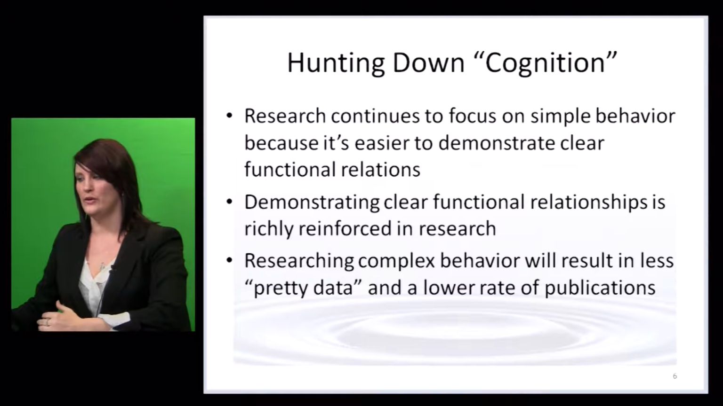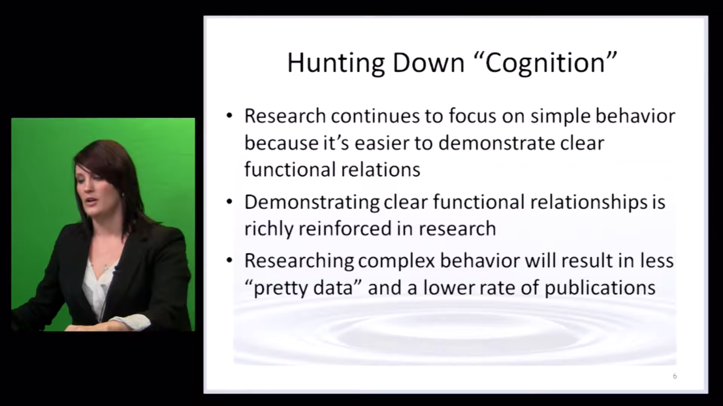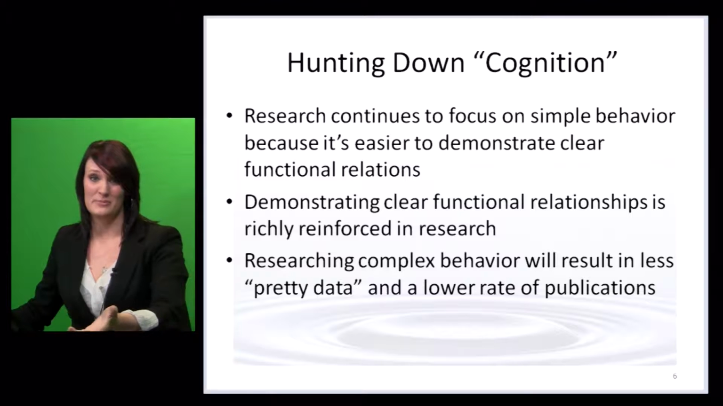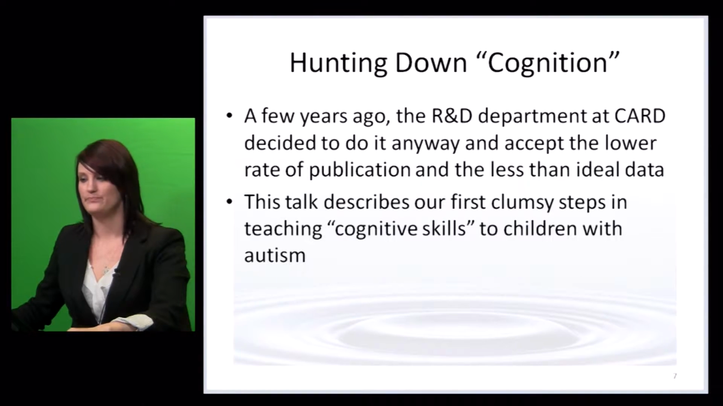Research continues to focus on simple behavior because it's easier to demonstrate a clear functional relation. And demonstrating clear functional relationships is richly reinforced in research. If you pick up any behavioral journal, you will see many examples of publications showing clear functional relationships. A lot of the time, these are focused on teaching simple repertoires of behavior or reducing problem behavior. But researching complex behavior will result in less pretty data, as we may say. It's a little messier because it is more complex, and possibly a lower rate of publications.